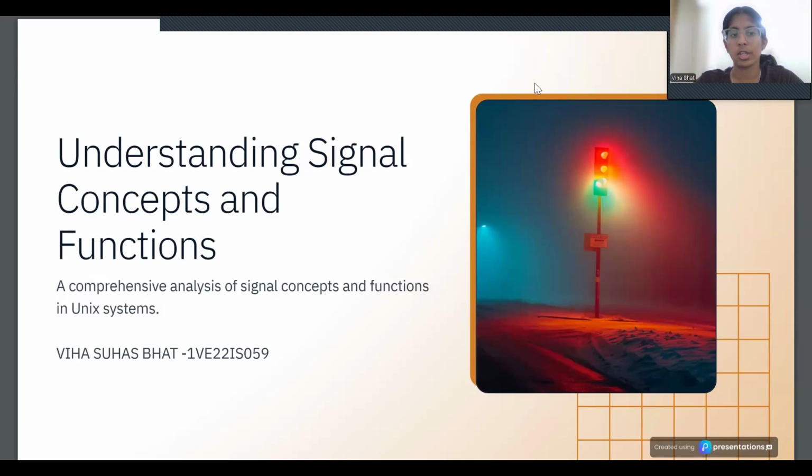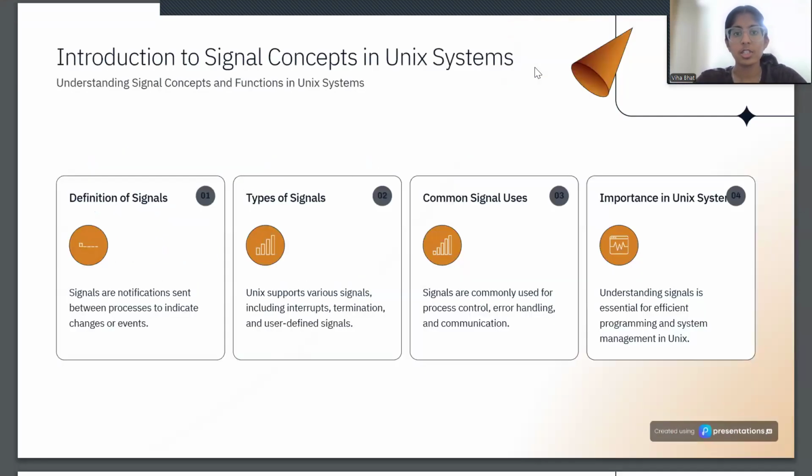Today we're going to talk about understanding signal concepts and signal functions related to Unix systems. So this is a comprehensive analysis of signal concepts and functions in the Unix systems. Firstly, what are signal concepts in Unix systems? First is the definition of signals.